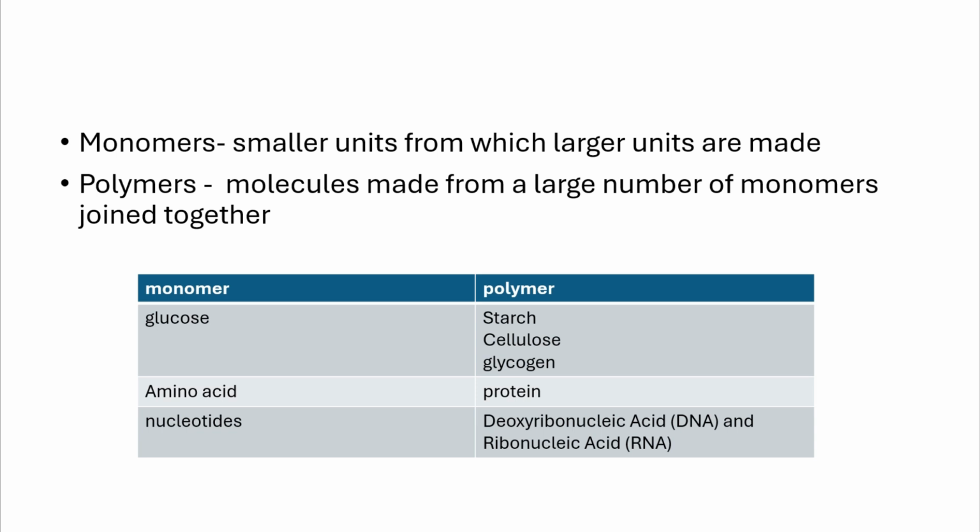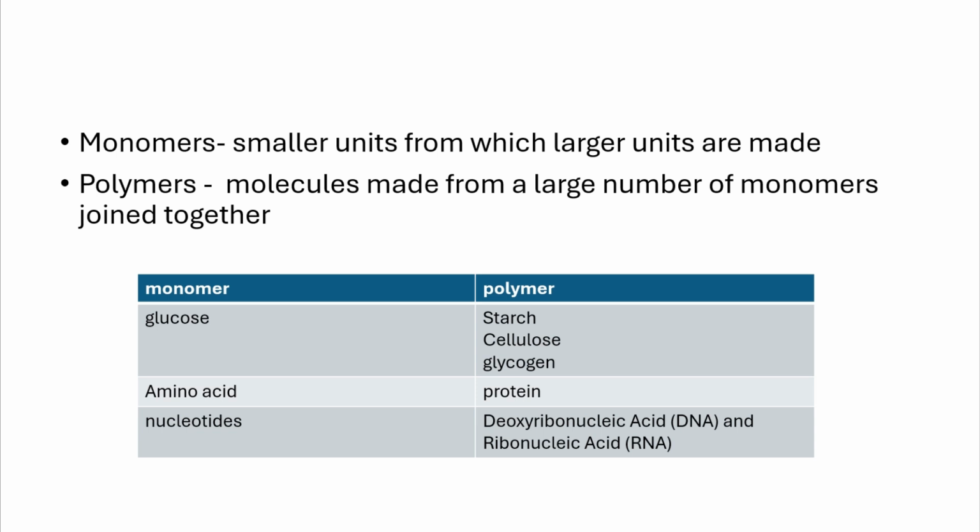So poly means many. So you're putting together lots of things here to make a polymer. Some examples: we've got glucose, and the polymer that glucose makes. There's different types of glucose, we'll get into that in a minute.